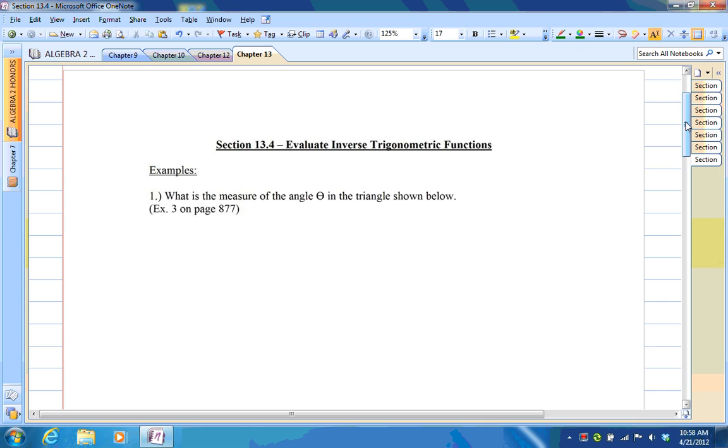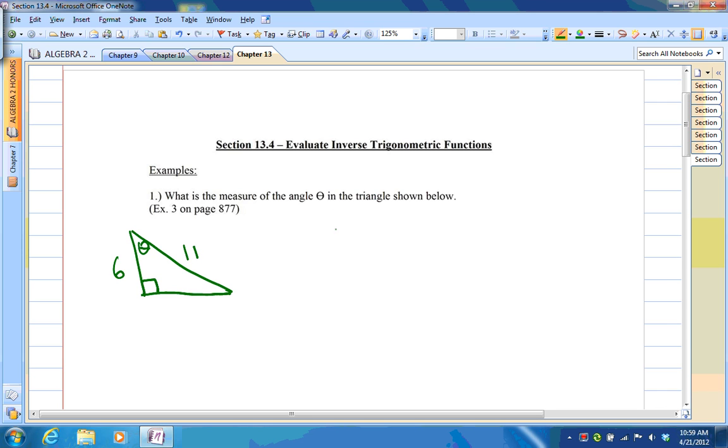So we'll start with the first problem. What is the measure of the angle theta in the triangle shown below? This is example 3 on page 877 in the book. Obviously, I don't have a triangle here, so I'm going to draw one right now. I could have made one on PowerPoint, but I just didn't feel like it. So here's the triangle, and you're asked to find theta.